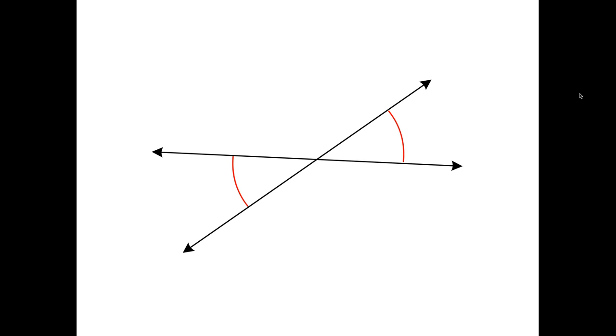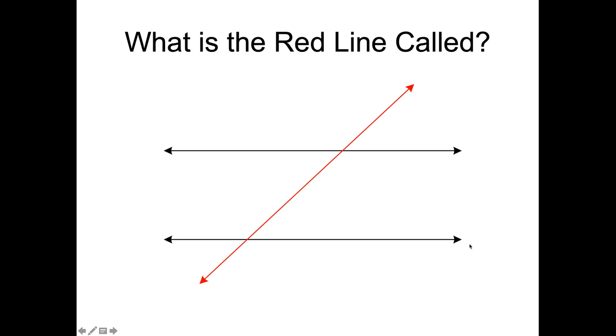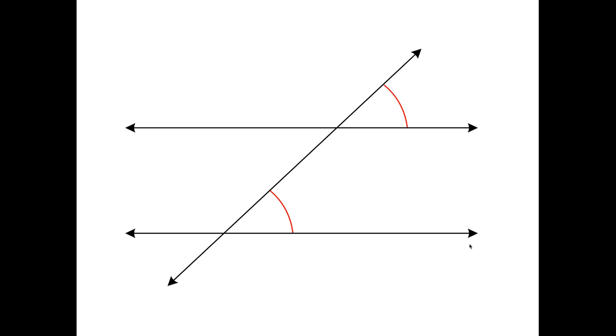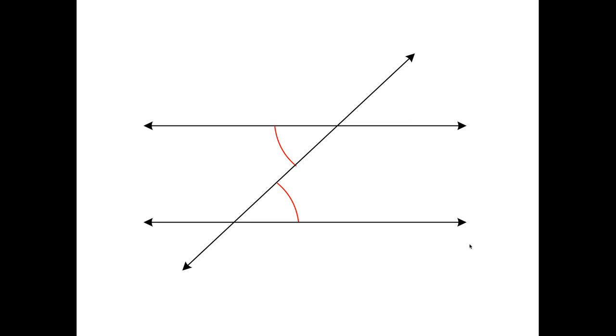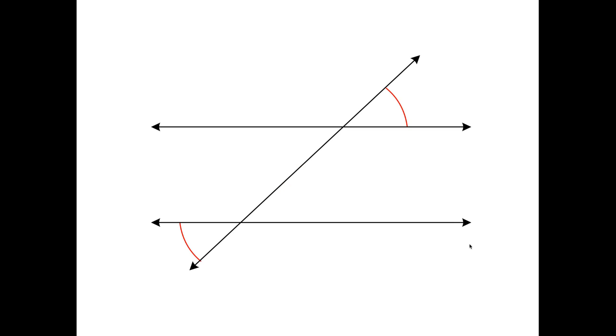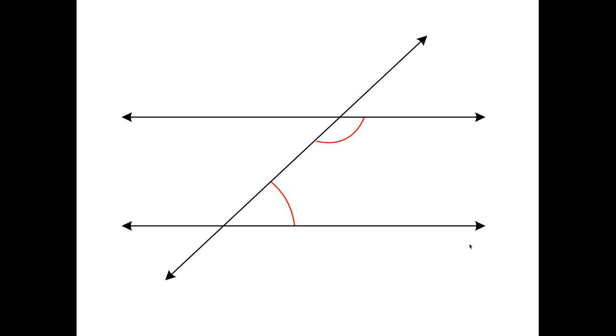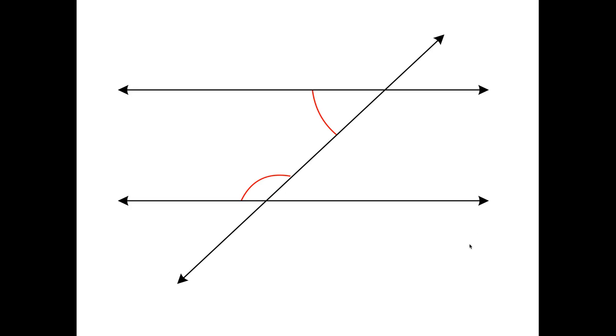So I would like you to take a look at this picture and name what kind of angles these are. And what is the red line called? What are those red angles called? How about these ones? And these ones? And those ones? How about these?